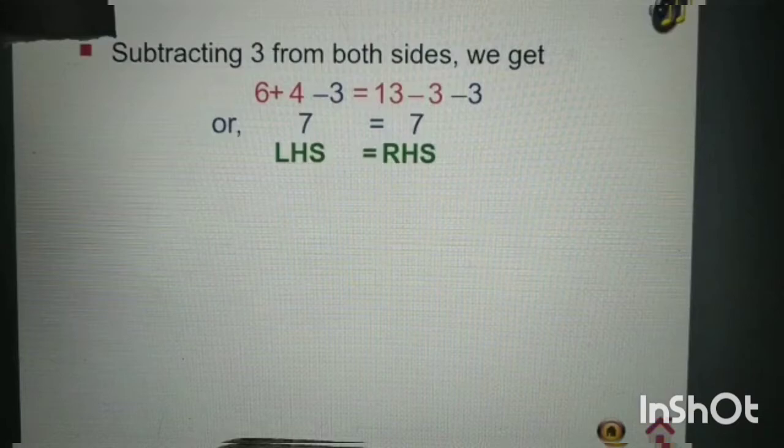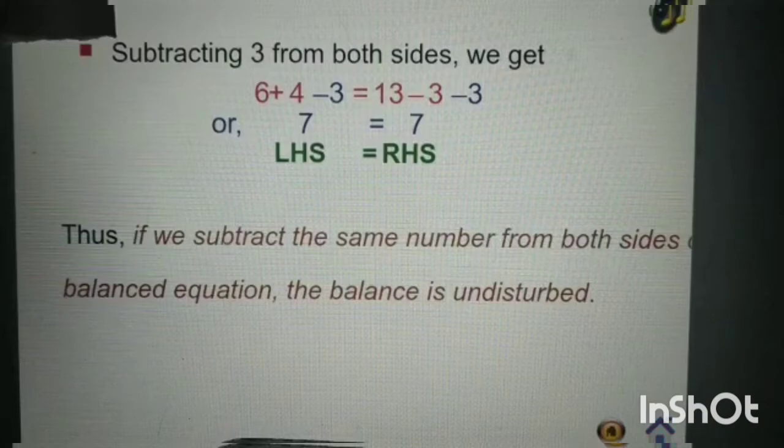Subtracting 3 from both sides of the equation, we find that values on left-hand side and right-hand side are equal. Thus, if we subtract the same number from both sides of a balanced equation, the balance is undisturbed.